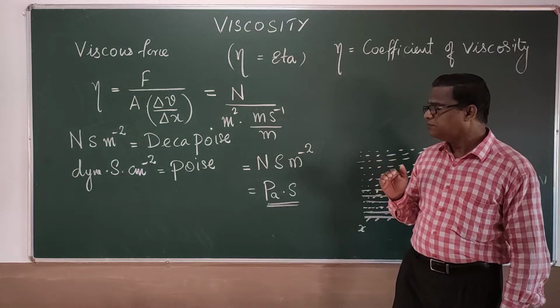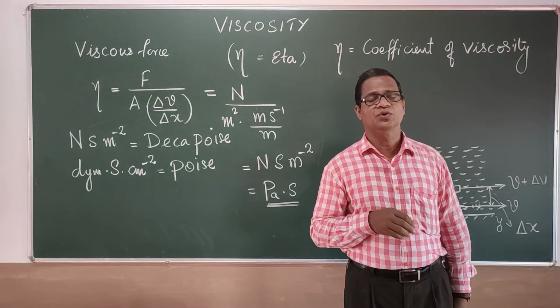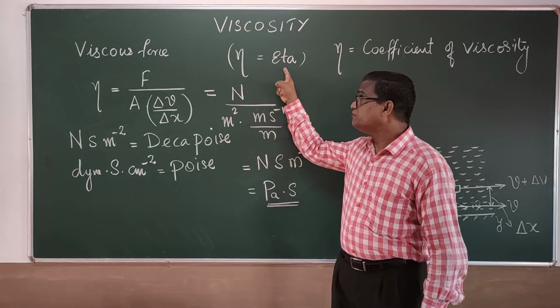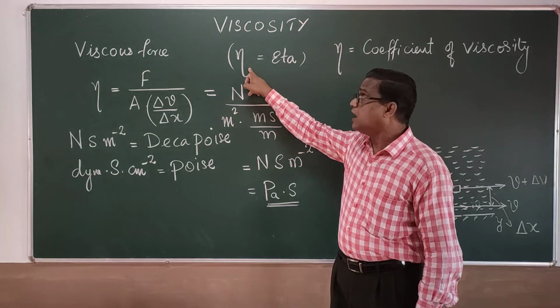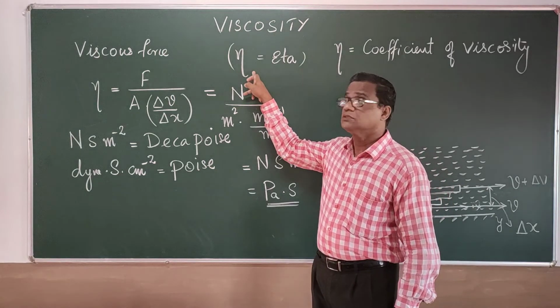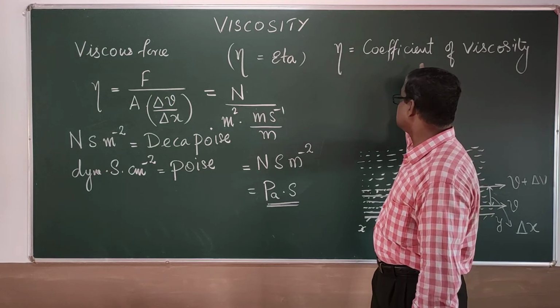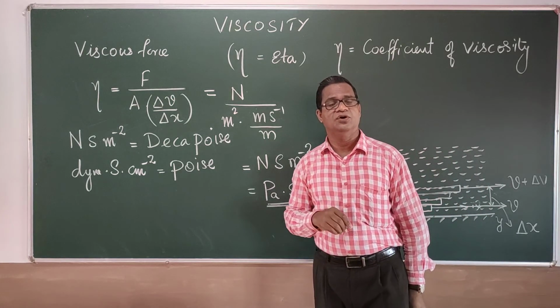So these are the basic things about viscosity and the coefficient of viscosity, eta. It's a Greek alphabet, and eta is taken as the coefficient of viscosity of the liquid.